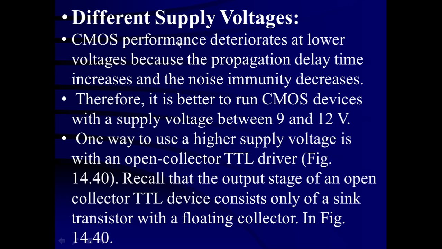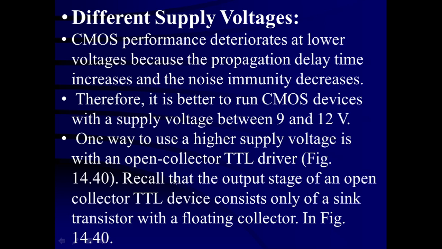So we can now study the different supply voltage. CMOS performance deteriorates at lower voltage because the propagation delay time increases and the noise immunity decreases. Therefore, it is better to run CMOS devices with a supply voltage between 9 and 12 volt. One way to use the higher supply voltage is with the open collector TTL driver, figure 14.40.